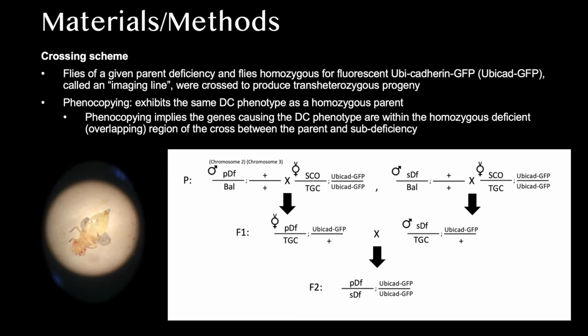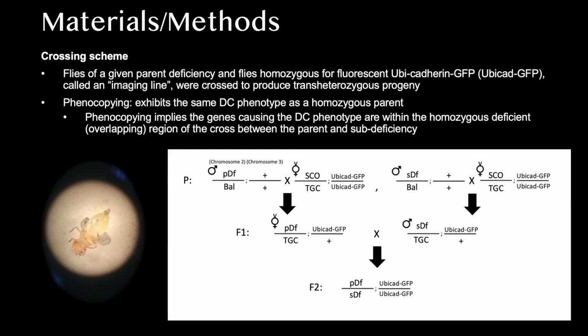The second cross combines 15 to 20 virgin females of the first parent deficiency cross and 7 to 10 males of the first subdeficiency cross in a cylindrical cage with a removable juice agar plate at 25 degrees Celsius for 48 to 72 hours. This results in embryos that are transheterozygous for the loci being tested.